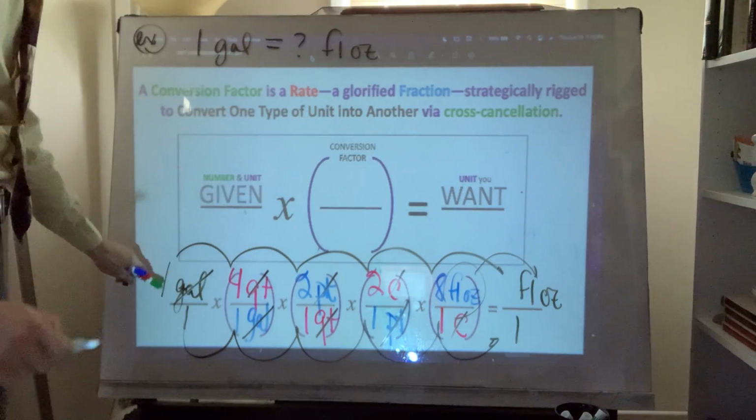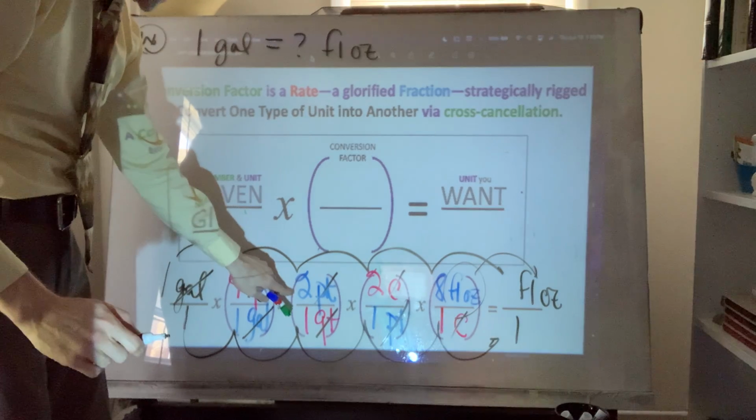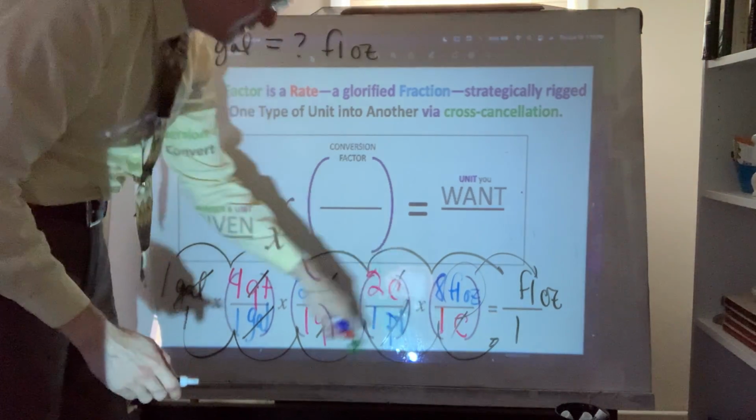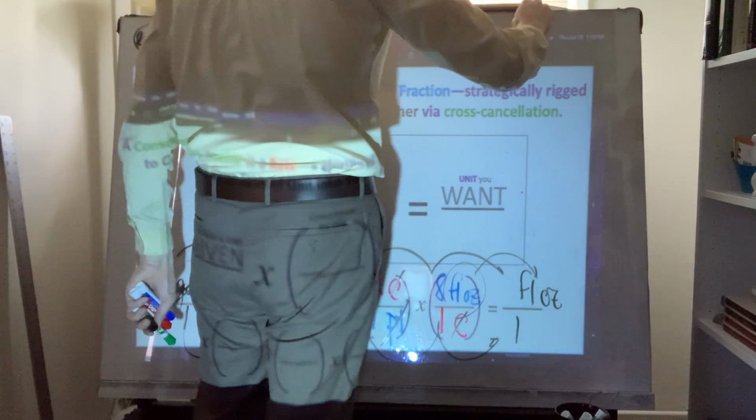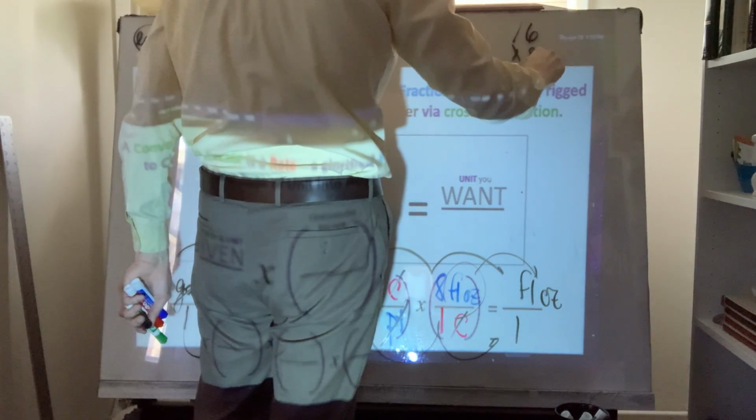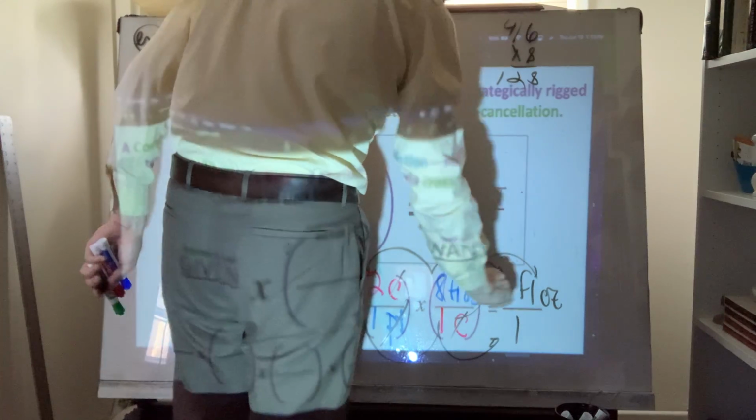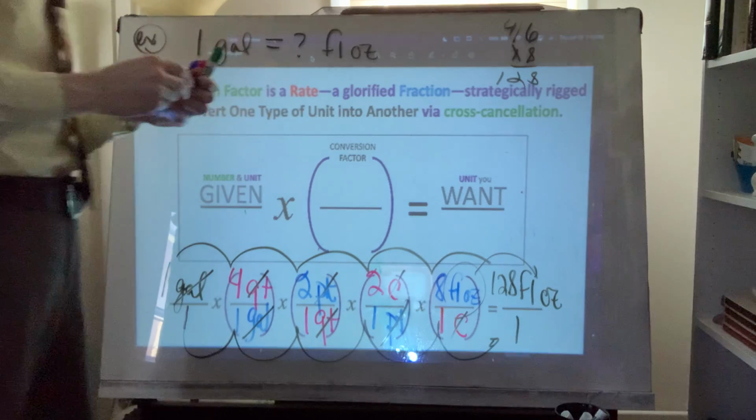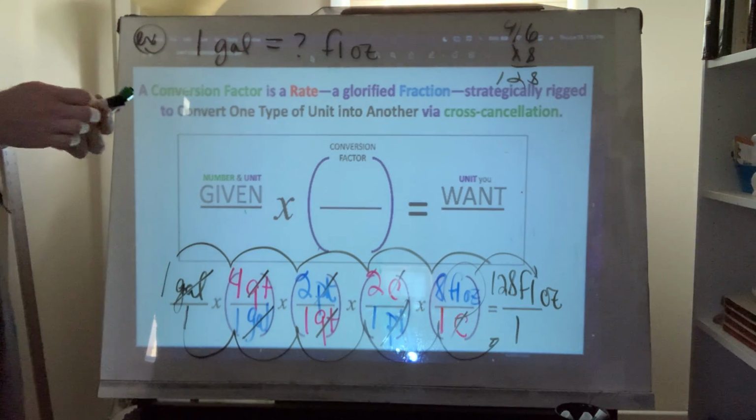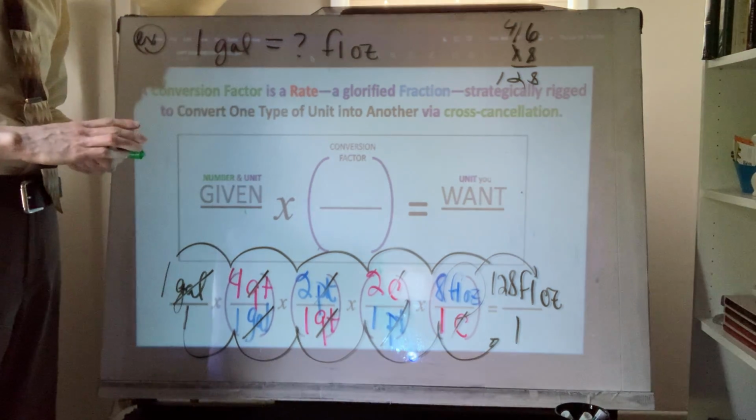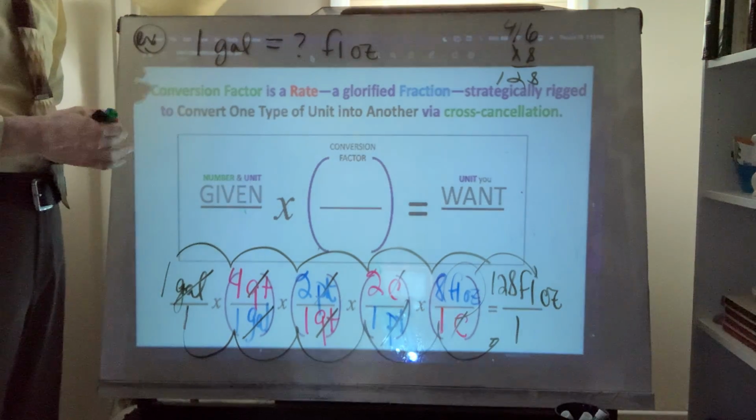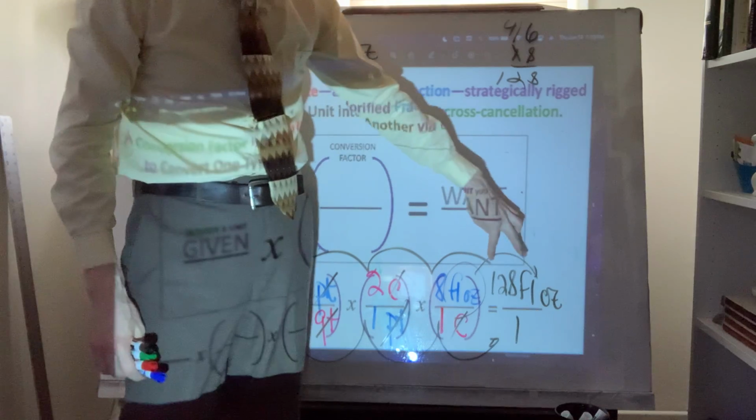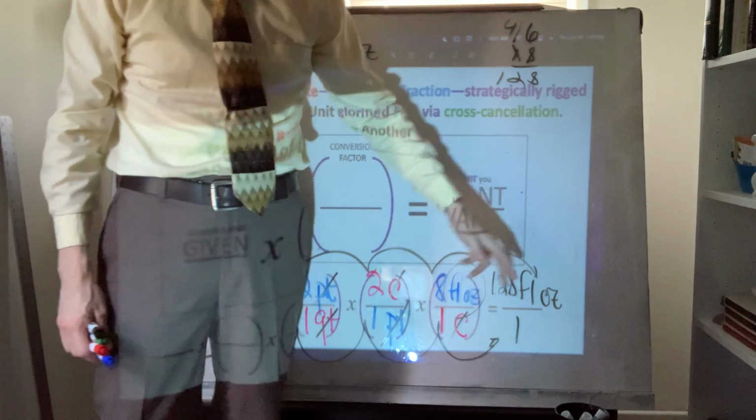All right, so 1 times 4 is 4, 4 times 2 is 8, 8 times 2 is 16, and 16 times 8 is 128. So if these calculations are correct, there are 128 fluid ounces in a gallon, right? Which would make sense, right? A half a gallon is famously 64 fluid ounces. So double that amount would be 128.